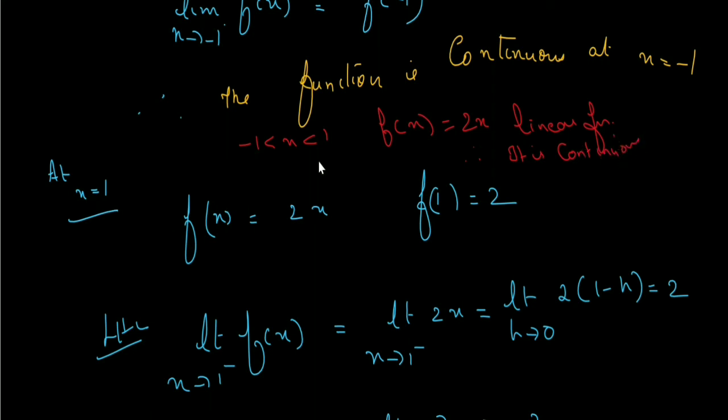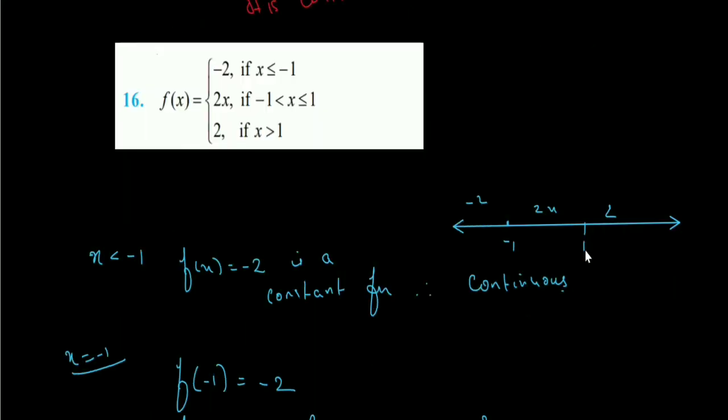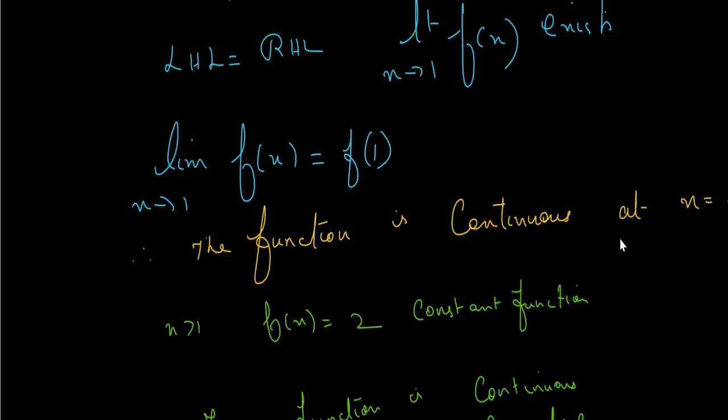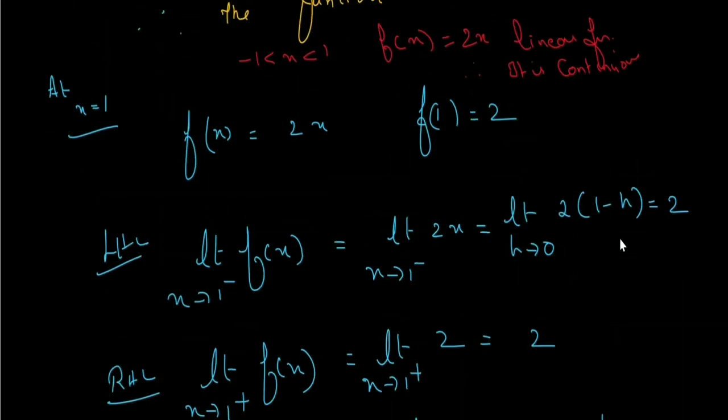Okay, so now we have to check at 1. At 1 the function is defined as 2x. Less than 1 is also 2x. Right of 1 is equal to 2. So at x is equal to 1, f of x is 2x, so f of 1 is 2. So the value of the function at 1 is 2.